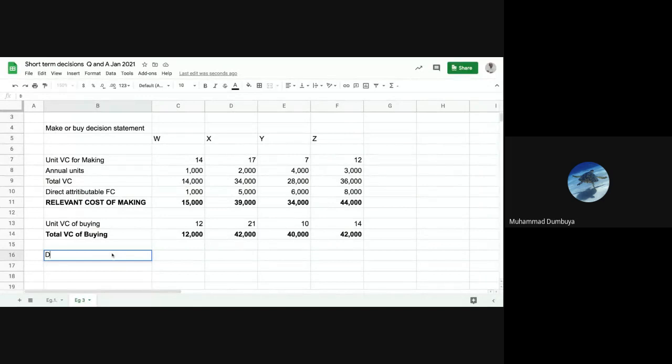So we say difference in relevant cost. Difference in relevant cost. We take the cost of making minus the cost of buying. So what formula should we put here? We want to subtract the cost of buying from the cost of making. Let me see who can.